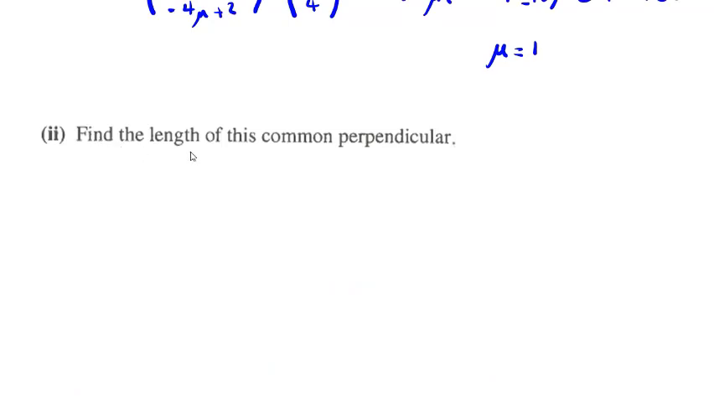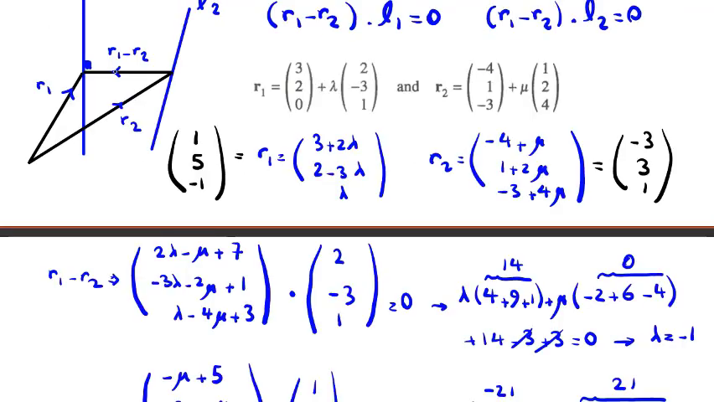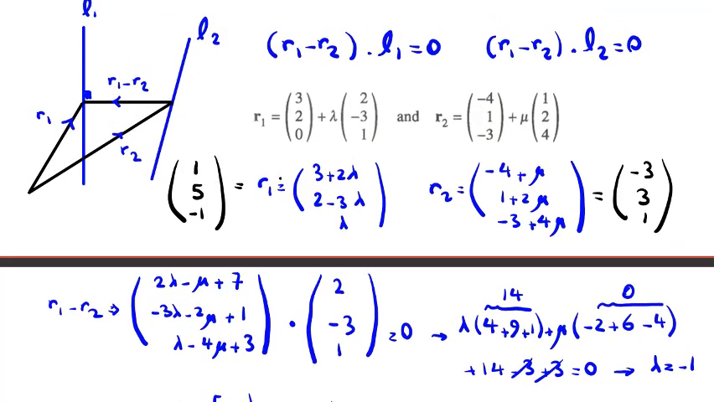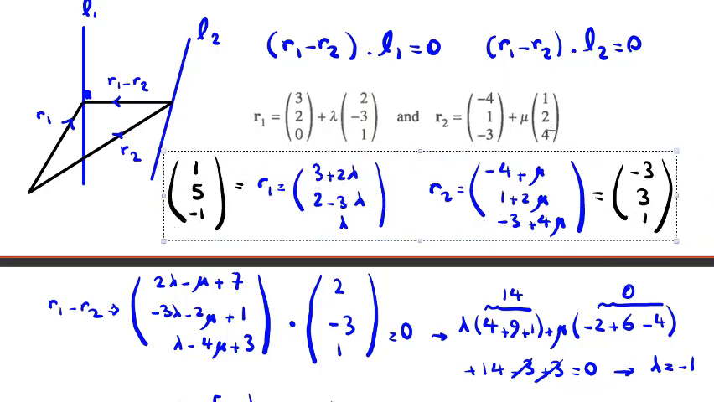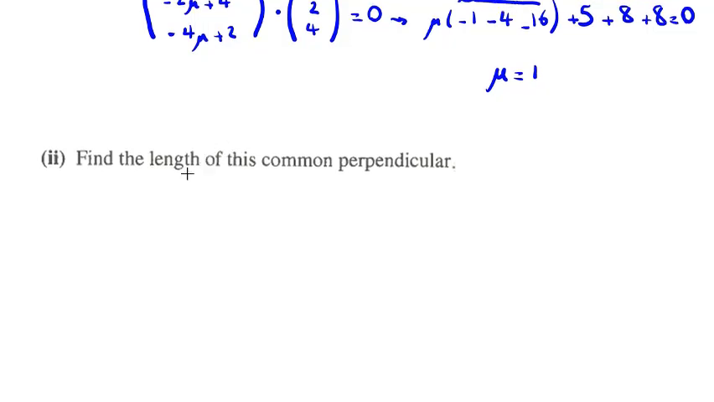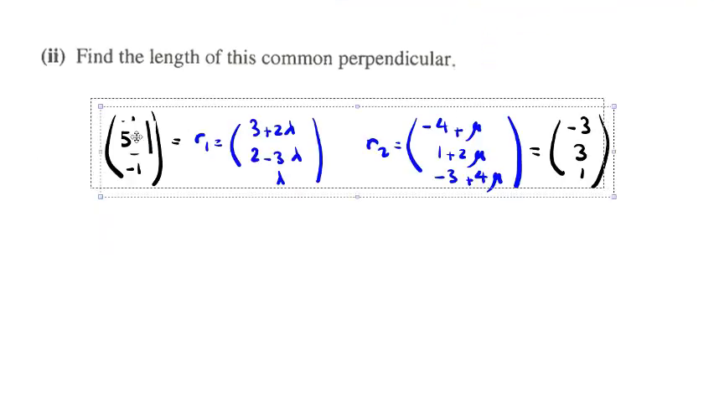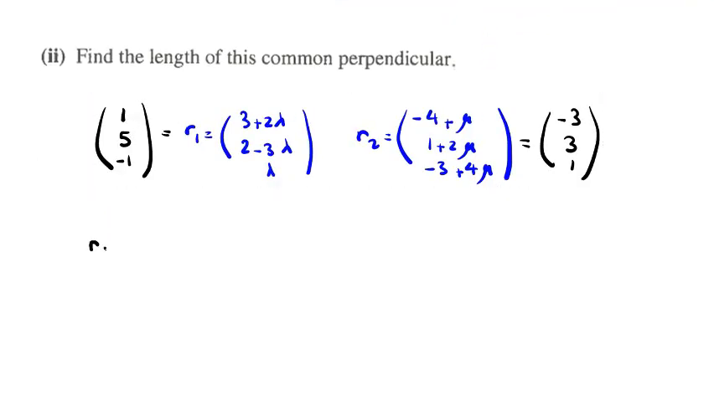Now, in the second part of C, it says find the length of this common perpendicular. So we should say R1 is this, R2 is this. Let me copy this part. Then we consider R1 minus R2 and we find the length of this vector. So paste here. R1 minus R2 is what? The length of that. At first we should find the vector.